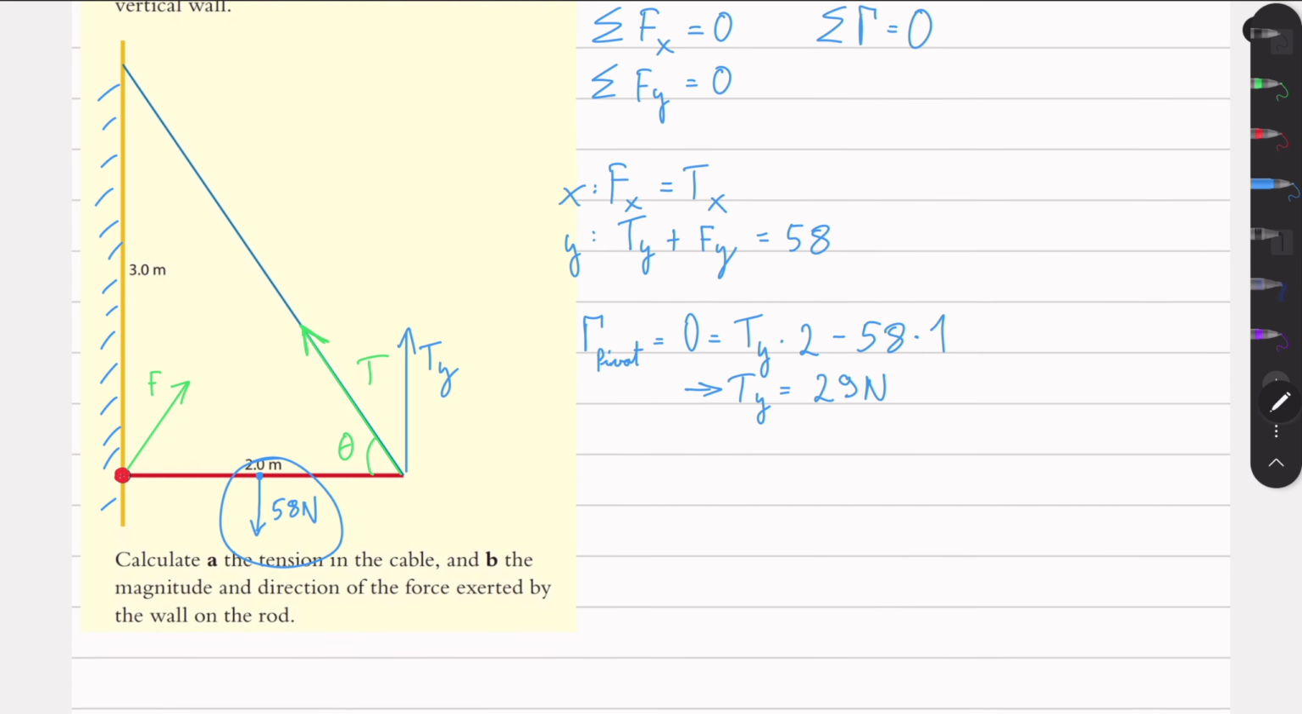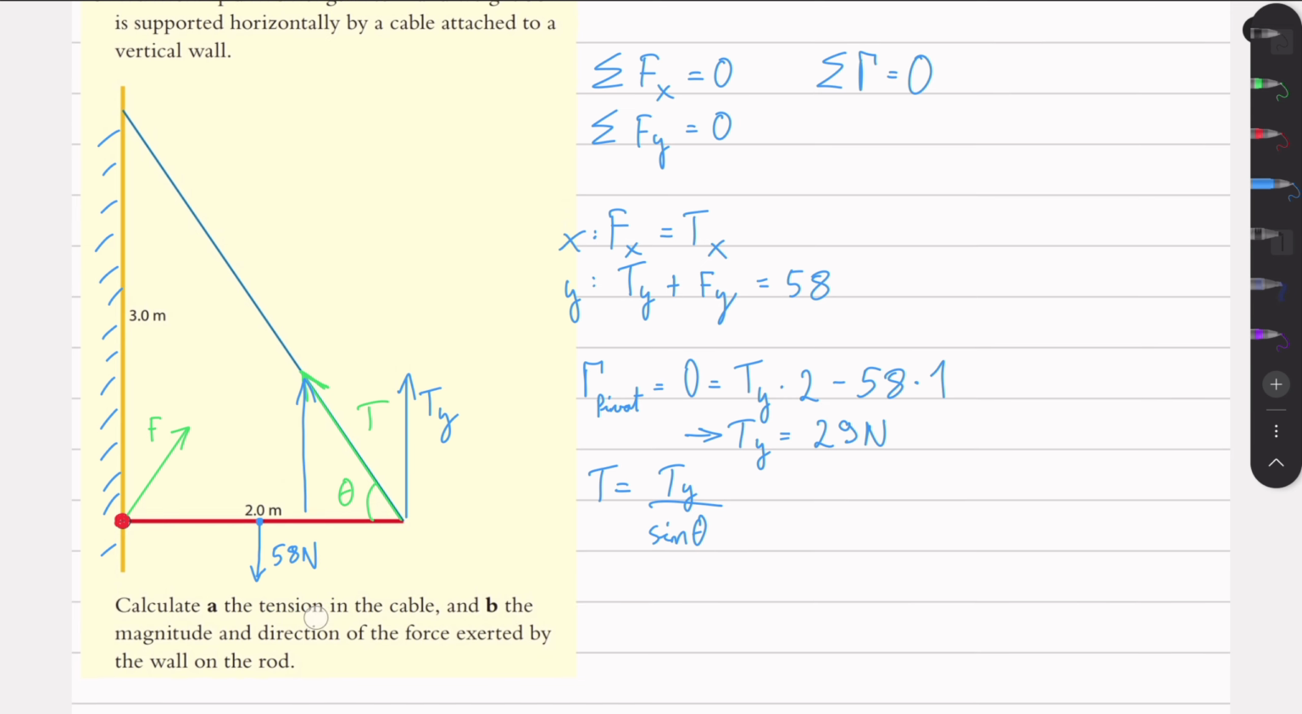Now, you can use trigonometry here to describe Ty. If we imagine Ty is over here, then we can see that the sine of theta is opposite over hypotenuse, so Ty over T, and so T is equal to Ty over the sine of this angle theta. However, we don't know what this theta is, so we still need to calculate it.